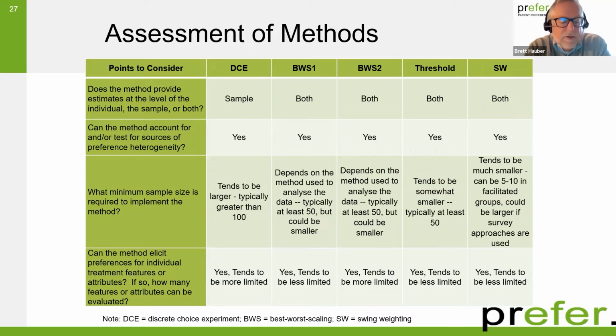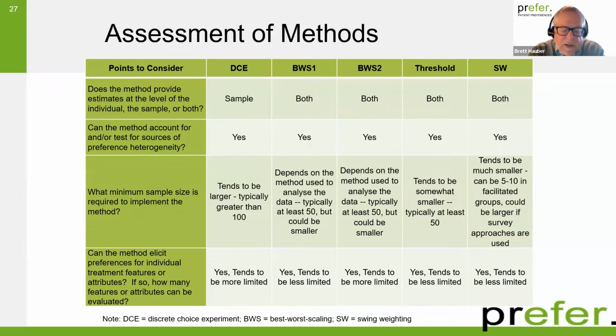So if we look at the first factors, we can see that the DCEs primarily provide sample level estimates, although some estimation methods allow you to infer or recover individual level estimates from the sample level estimates. Threshold technique estimates a single number or an interval for each pairwise trade-off for each individual, and the sample means are a function of the individual level estimates. For Best-Worst Scaling 1 and 2, simple methods can be used to recover individual level estimates, or data can be analyzed at the sample level. And for swing weighting, each respondent provides a unique set of weights, which can then be aggregated to calculate weights for the sample as a whole.